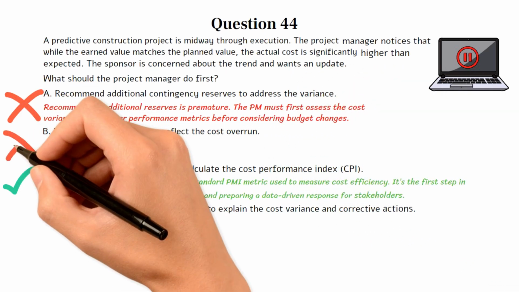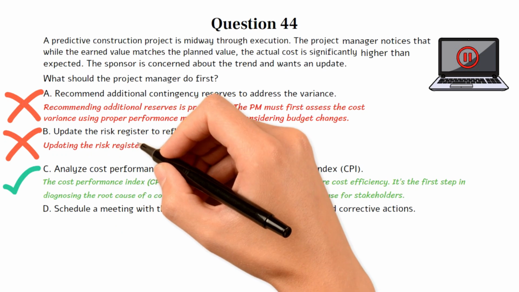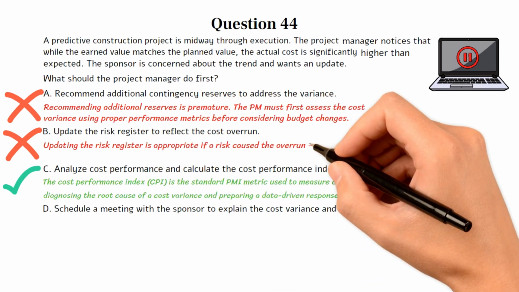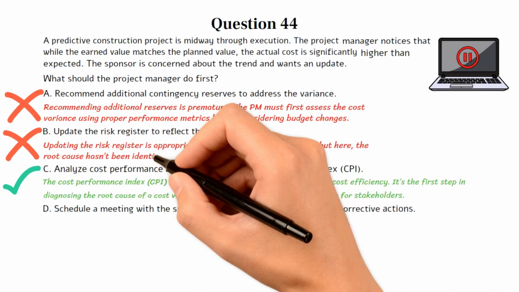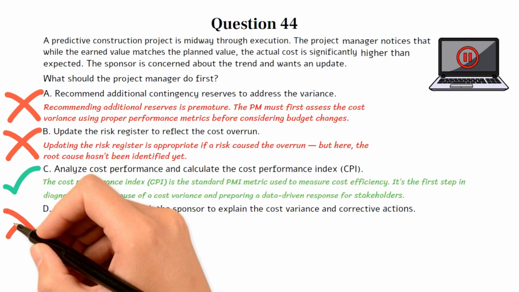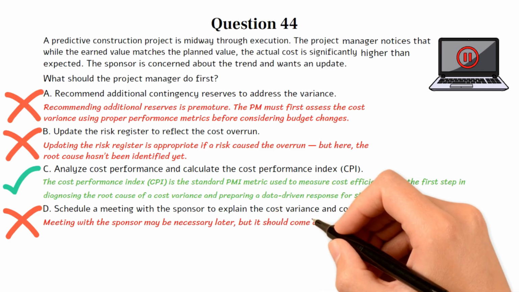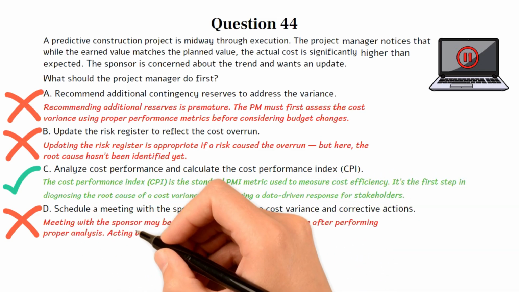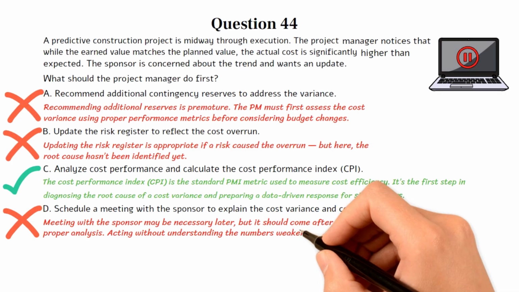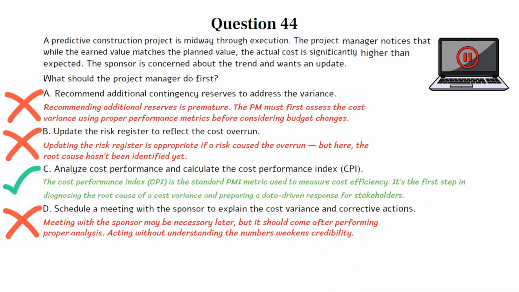The PM must first assess the cost variance using proper performance metrics before considering budget changes. Choice B is incorrect. Updating the risk register is appropriate if a risk caused the overrun, but here the root cause hasn't been identified yet. Choice D is incorrect. Meeting with the sponsor may be necessary later, but it should come after performing proper analysis. Acting without understanding the numbers weakens credibility. Let's move on to the next question if you're ready.